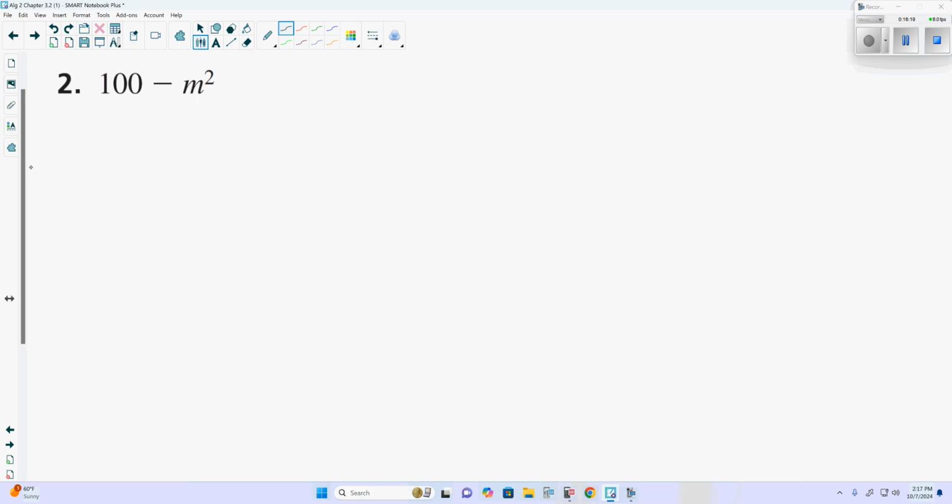Well, this one looks a little different, yes? What is our A? 100. So what times itself is 100? And then the second one would be m squared, yes? So our first one would be what? 10 plus m, and the other would be 10 minus m.